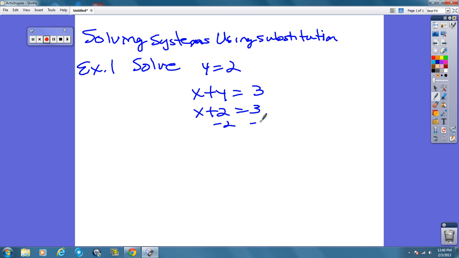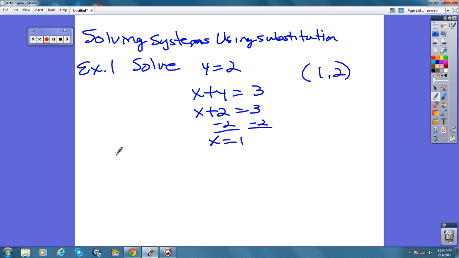You're going to subtract 2. So x equals 1. And one of the things I want you to know is you should write your answers as ordered pairs. So it's going to be 1 comma 2. And there you go. That's really what substitution is all about. One thing you should be aware of, we usually don't give you problems this simple, but if we did, that would be so easy to do.